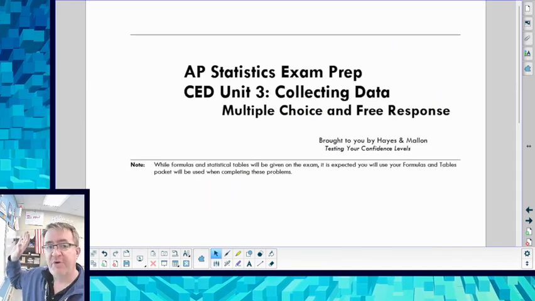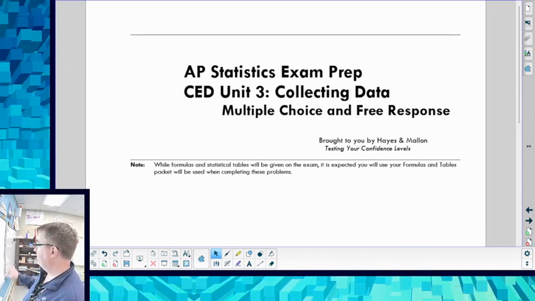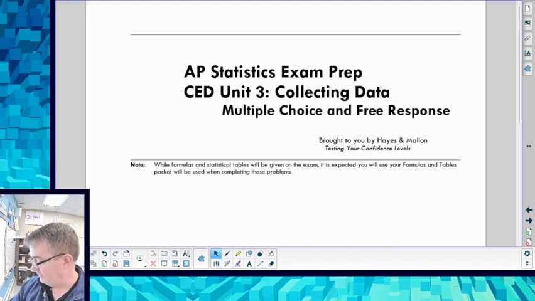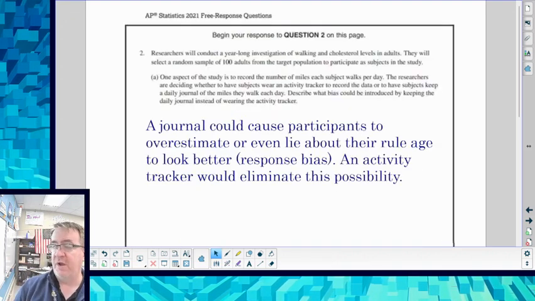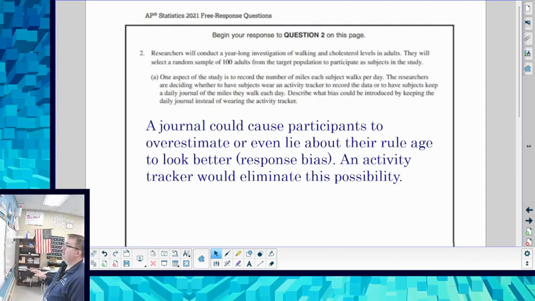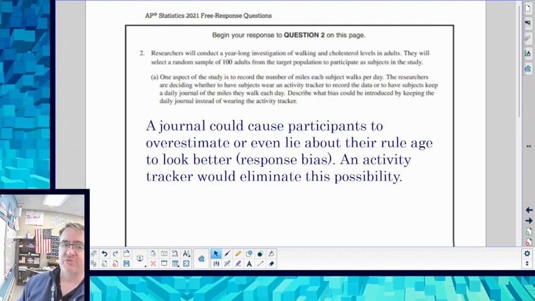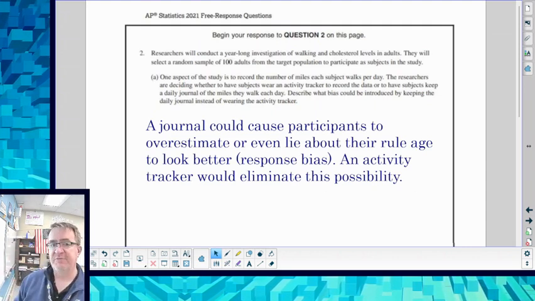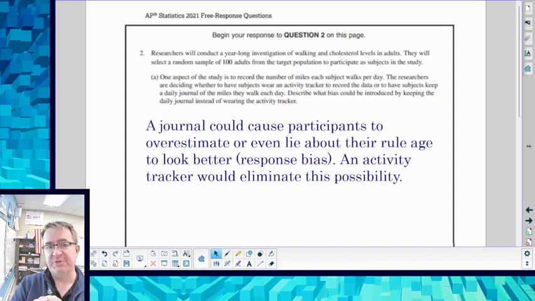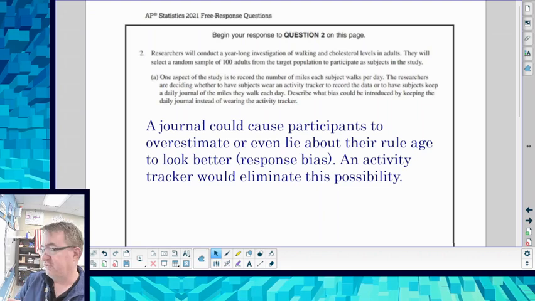I'm glad you're here. We're talking through problems from the AP Stats exam, and we're going through the ones from CED about collecting data. So if we jump over to the problem, we are looking at 2021, and in this problem, they're talking about a year-long investigation to see if walking will reduce cholesterol. They have 100 adults here, and they're asking what's the difference between having your participants use a journal to log their miles or an activity tracker.